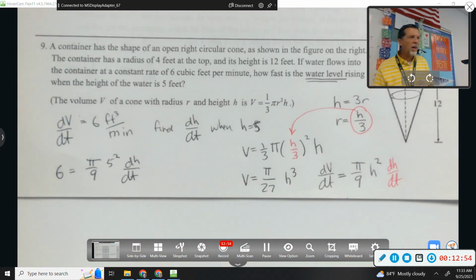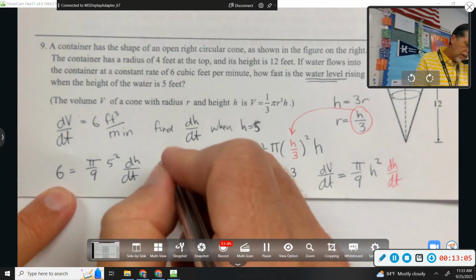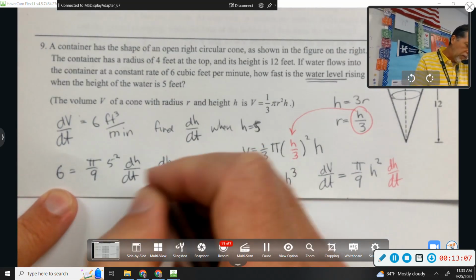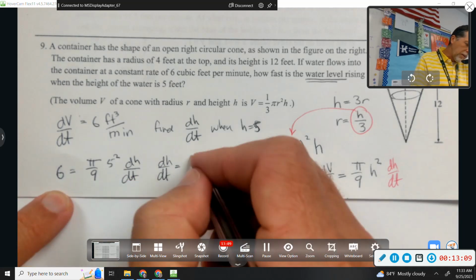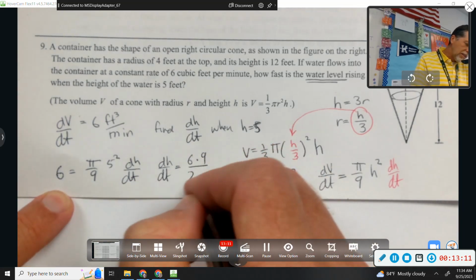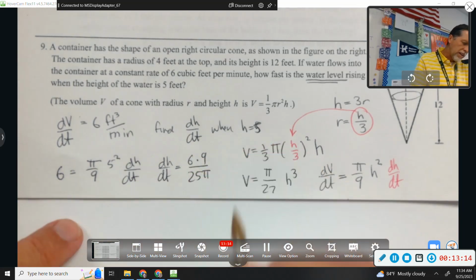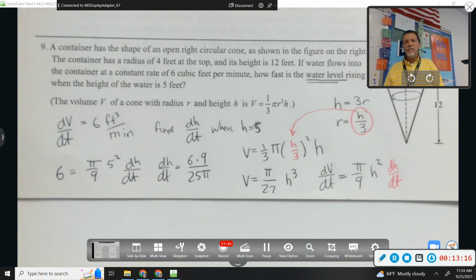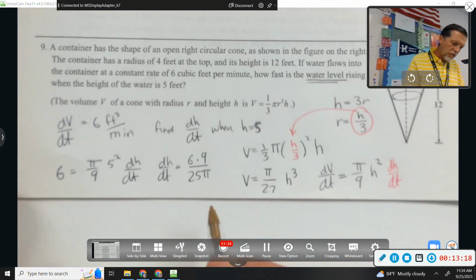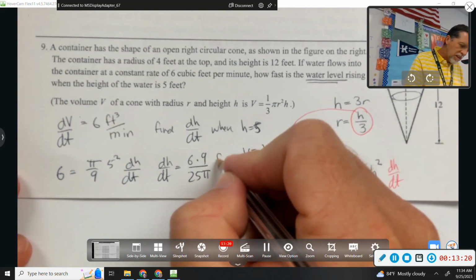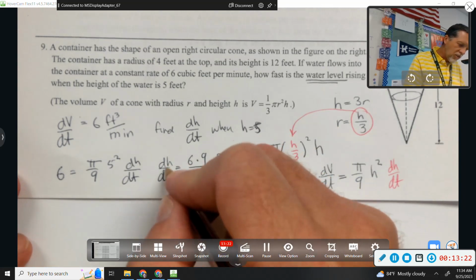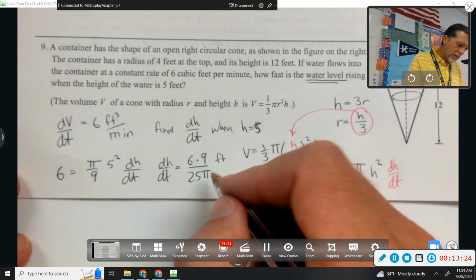Is that a safe stop? No, because the dh dt needs to be by itself. Right, I need to solve for dh dt. It's got to be calculator ready. That's not calculator ready just yet. Close. So I'm going to multiply by 9 and then divide by 25 pi. And that is a safe stop. It didn't ask for units, but feet is h, time is minutes, so feet per minute.